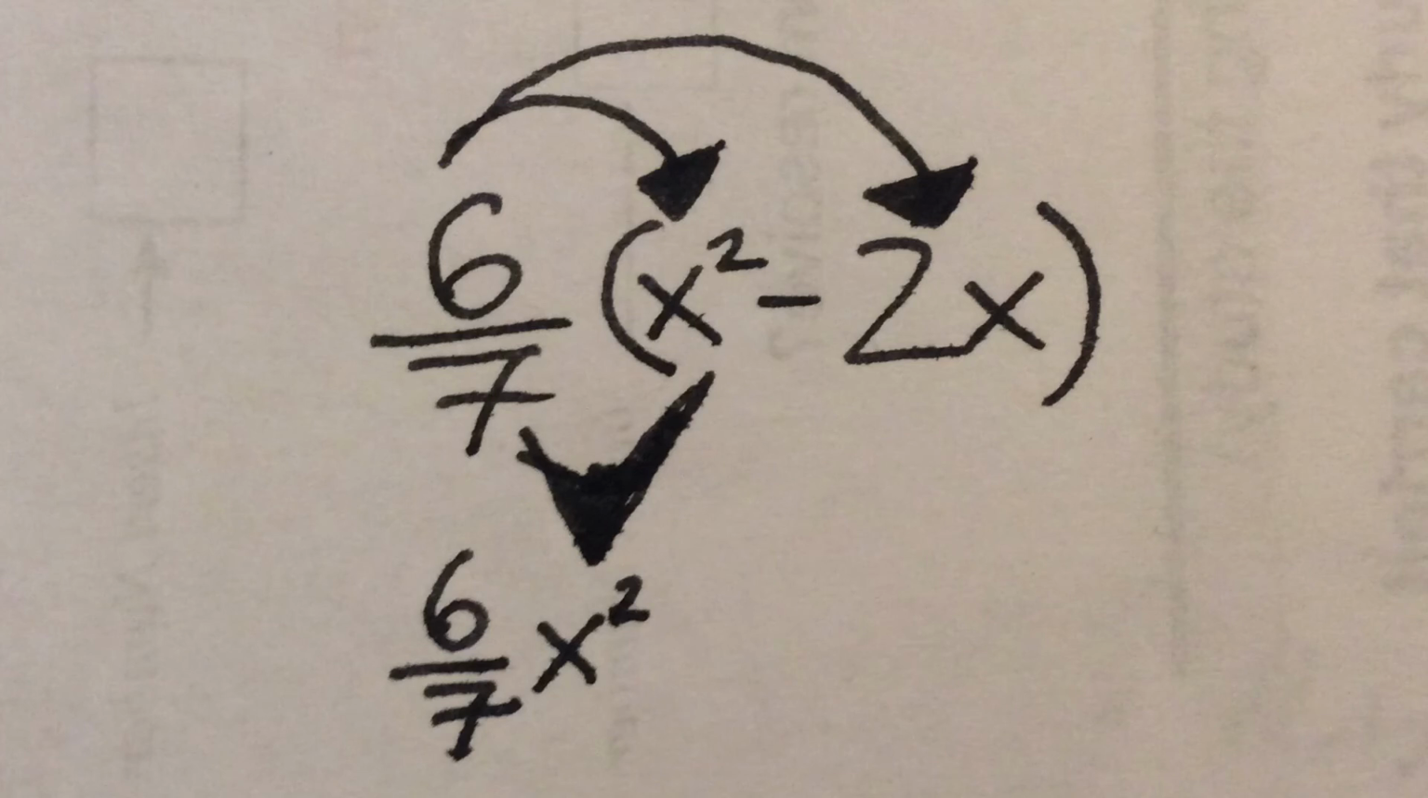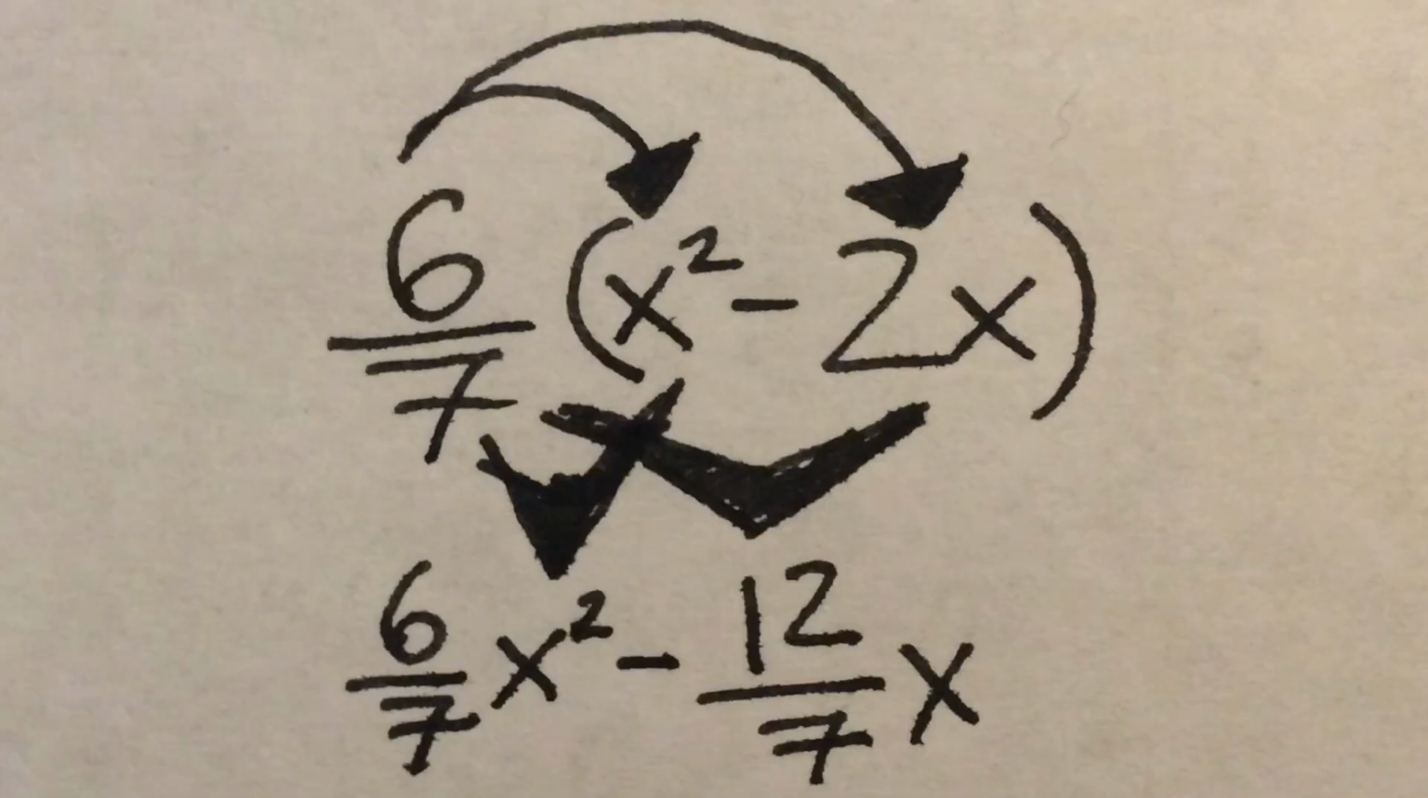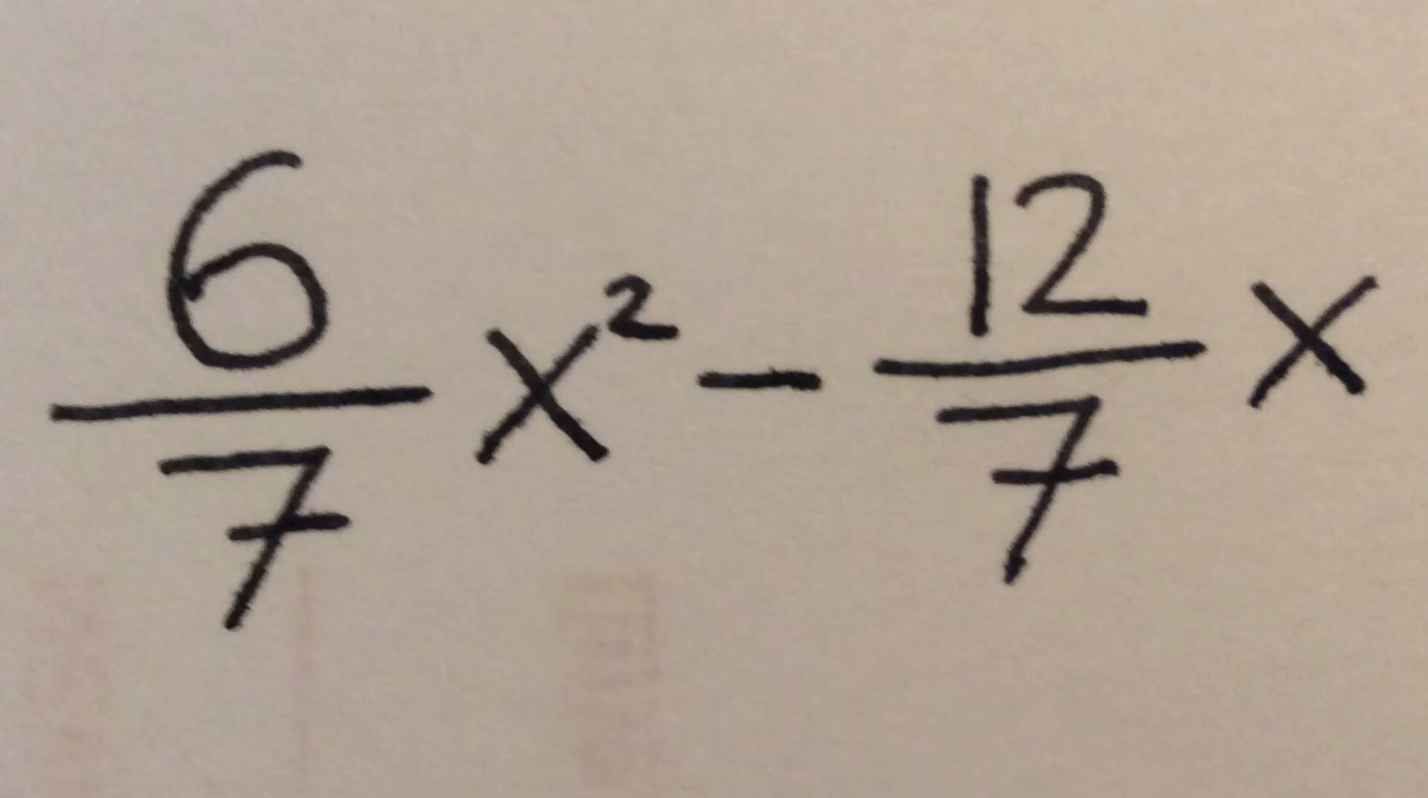6/7 times X squared equals 6/7 X squared. 6/7 times negative 2X equals negative 12/7 X. So just make sure to write the negative symbol down below. So now we have 6/7 times X squared minus 12/7 X. So now we have the expression 6/7 X squared minus 12/7 times X.